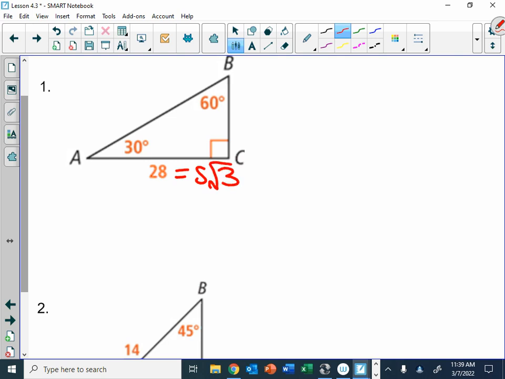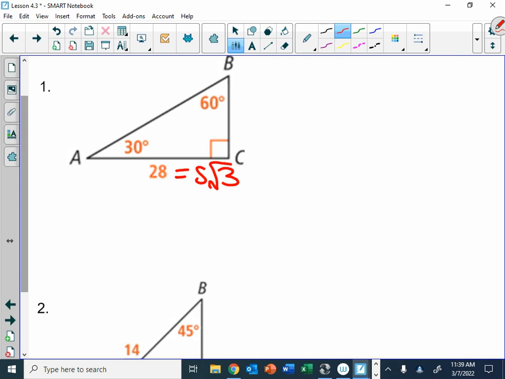Go back and look at your picture. The angle, or the side that is across from the 60 degrees, is always S times the square root of 3. Okay, so this is a perfect example of, even though there's no square root of 3 you see, that side is still S square root of 3 because it's across from the 60 degree angle. Okay?